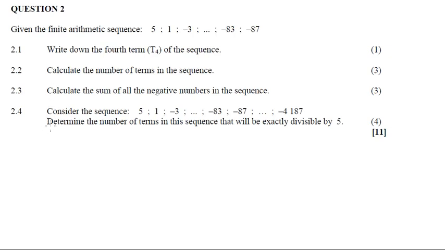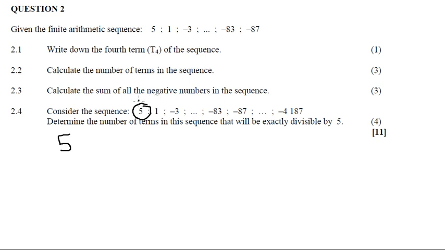Question 2.4. We now want to determine the number of terms in the sequence that is exactly divisible by 5. So I think what we could do is rewrite a new sequence with all the numbers that are divisible by 5. The first number is already divisible by 5, which is 5. So the next number divisible by 5, we can figure that out.